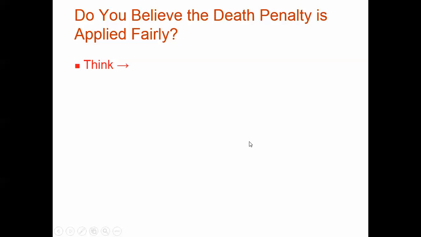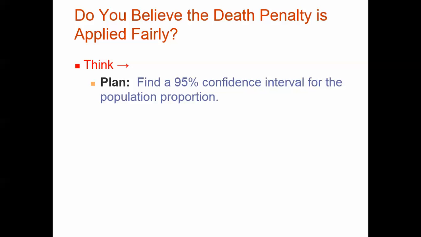So we want to think about what we're working with here, and we want to find a 95% confidence interval for the population proportion of people who feel the death penalty is applied fairly. The model we're using is the one sample, one proportion Z interval. We want to check the assumptions and conditions.